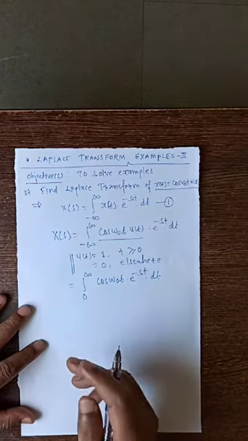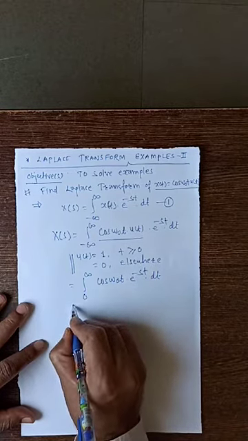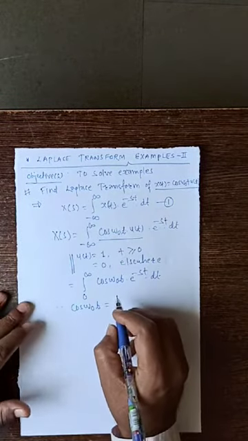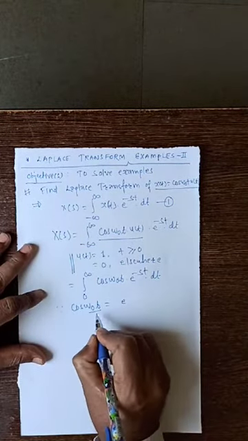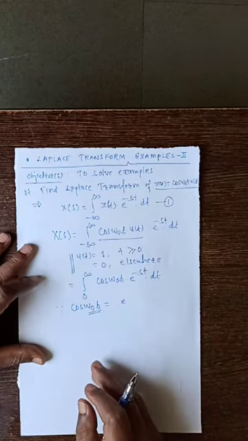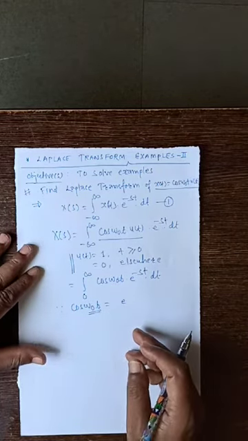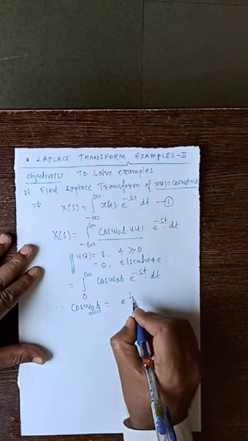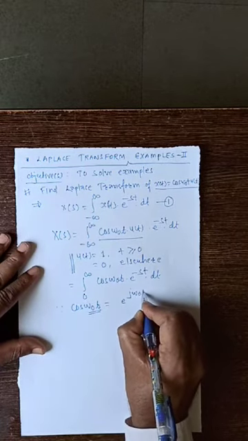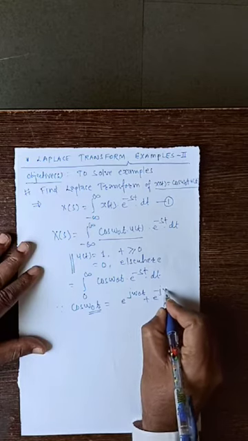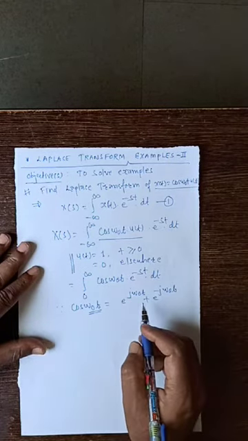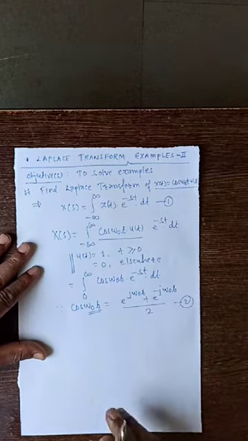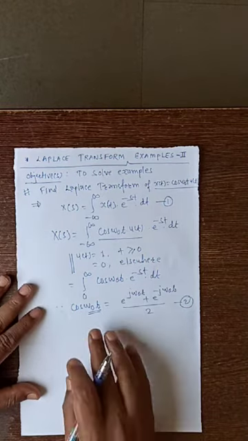One more thing that we can write, using Euler's identity, regarding cos omega naught t, to simplify the term. Since cos omega naught t is like cos theta, using Euler's identity we can write cos theta equals e raised to j theta plus e raised to minus j theta, divided by 2, where theta is omega naught t. Let it be equation number 2. So this is cos omega naught t.